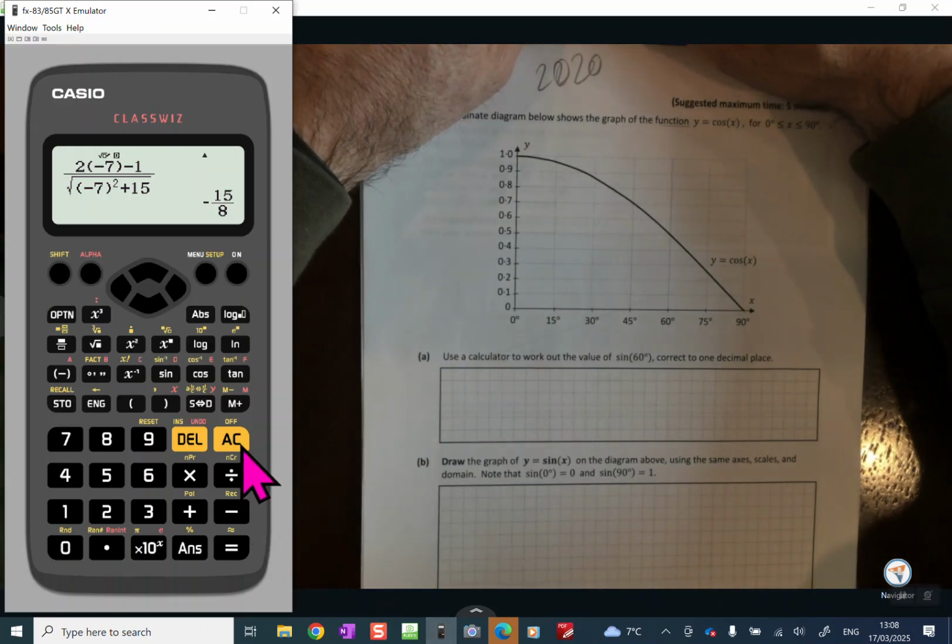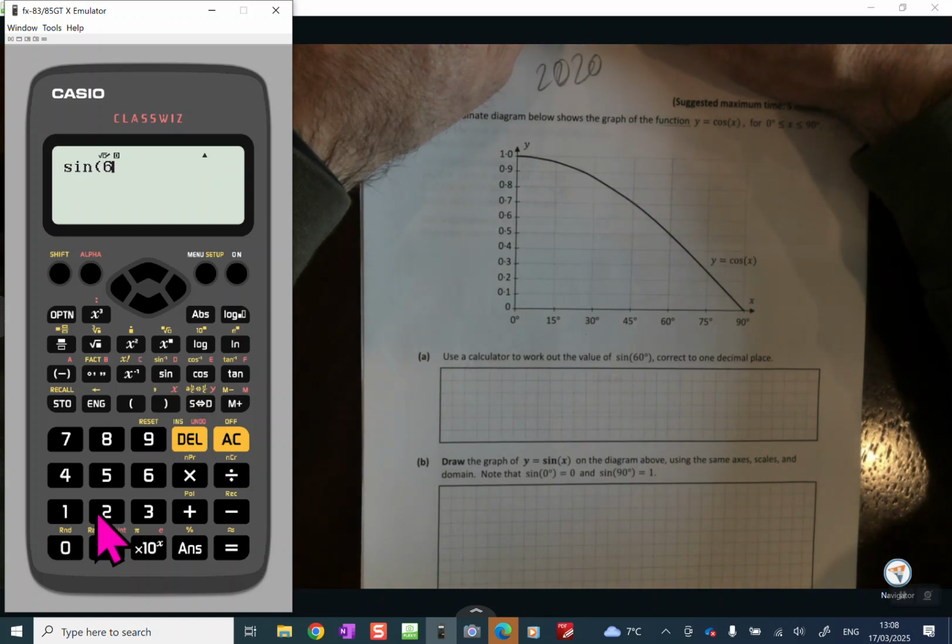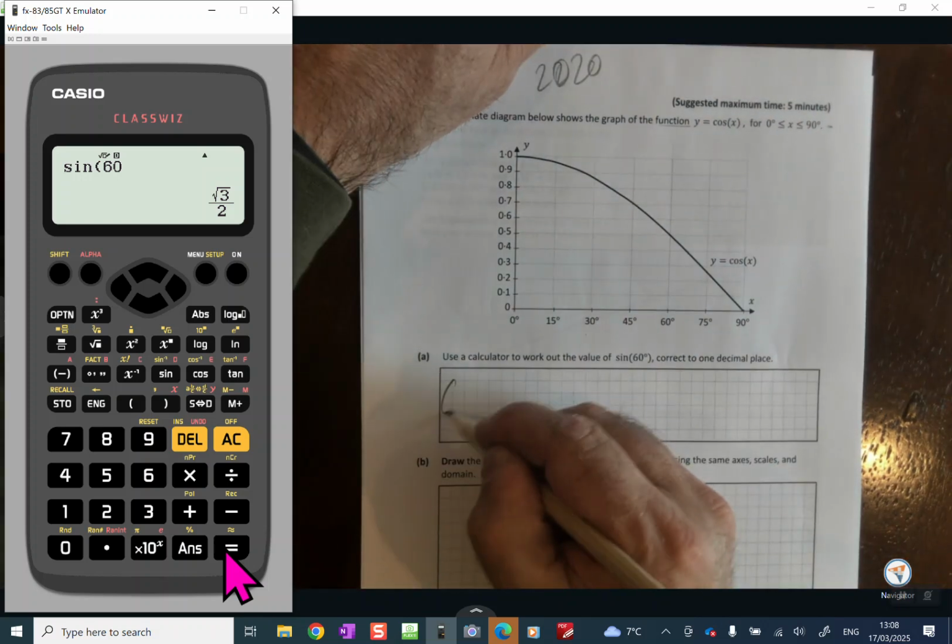Okay, so we clear the calculator, we put the sine function and the sine of 60 degrees we need. You can close the bracket on the argument, but you don't actually have to. It will still work it out, and we have the exact value, root 3 over 2, but they want it correct to two decimal places, so I'm going to write that down.